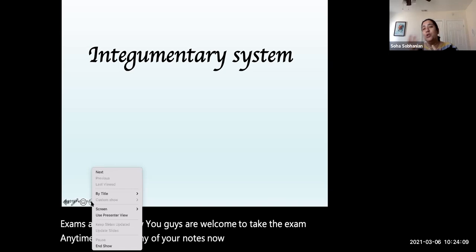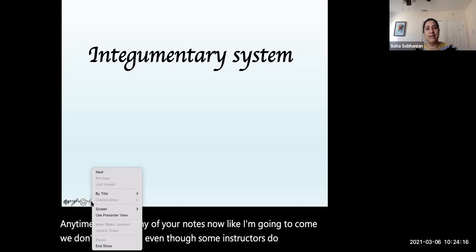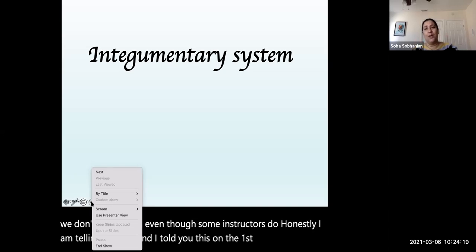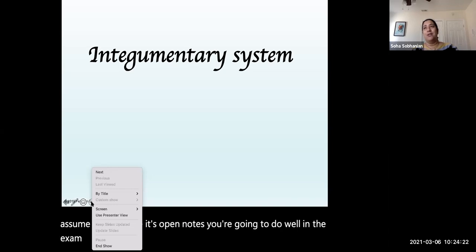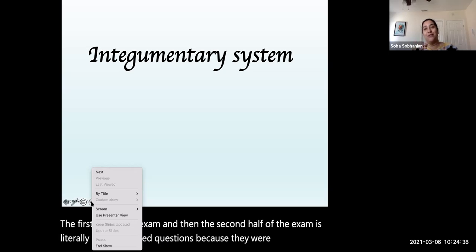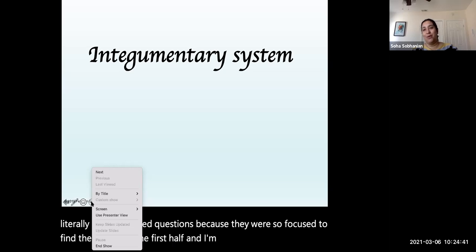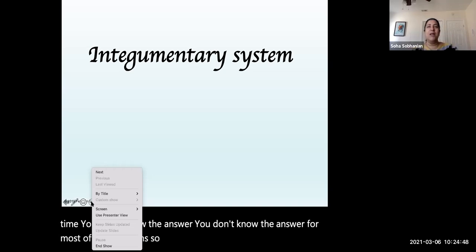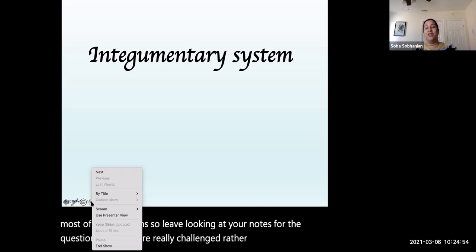It's not like I'm gonna come. We don't do proctoring, even though some instructors do. Honestly, I told you this on the first day: don't assume just because it's open notes you're gonna do well on the exam, because when students focus on the notes, they lose the chance to complete the exam. I had a student who did really well on the first half of the exam, and then the second half was literally all unanswered questions, because they were so focused on finding the answers to the first half, and I'm not giving you that much time. You either know the answer or you don't for most of the questions. So save looking at your notes for the questions that really challenge you, rather than relying on them for every question in the exam.